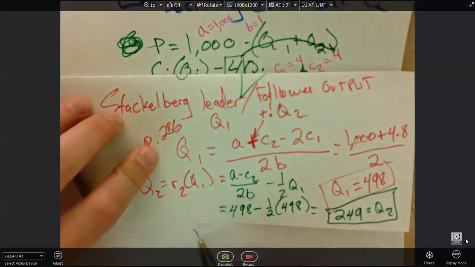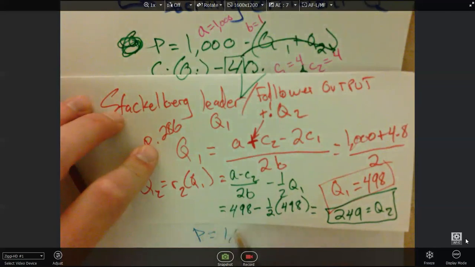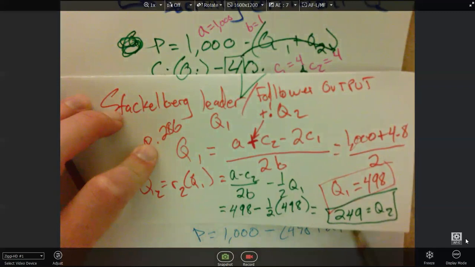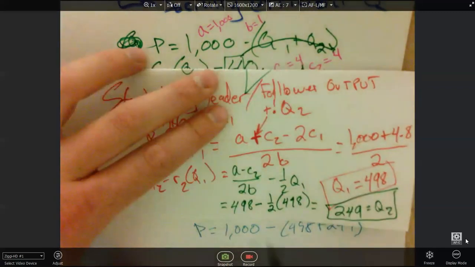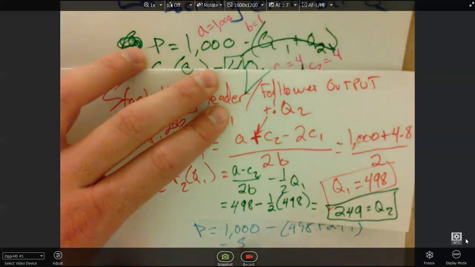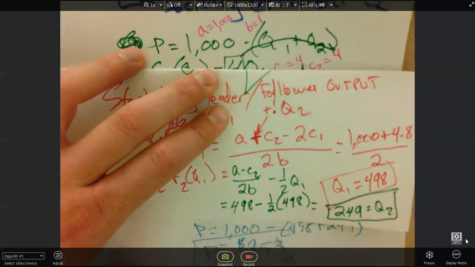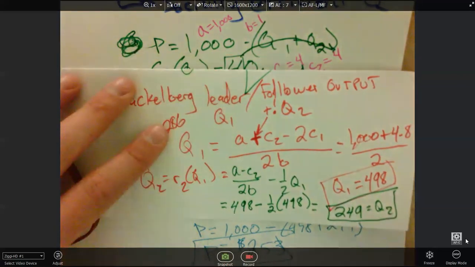Because we just use that price equation. Price is equal to 1,000 minus 498 plus 249. That ends up being 253. And then we go ahead and we calculate the profit.